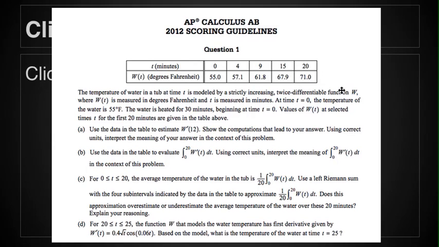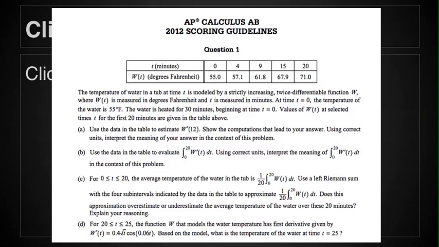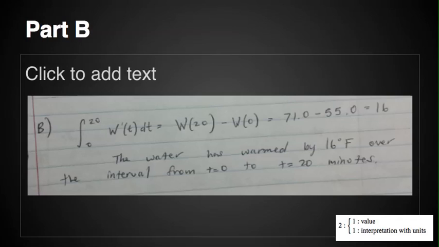We go to our table. At t equals 20, the water is 71 degrees Fahrenheit, and at t equals 0, the water is 55 degrees Fahrenheit. And so we do 71 minus 55 degrees, and you get an answer of 16.